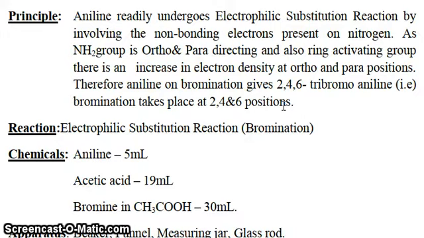So the aim of this practical is to study electrophilic substitution reactions, bromination of aniline. What is the principle? Aniline readily undergoes electrophilic substitution reaction by involving the non-bonding electrons present on nitrogen. As the NH2 group is ortho and para directing and also a ring activating group, there is an increase in electron density at ortho and para positions. Therefore, aniline on bromination gives 2,4,6-tribromoaniline. That is, bromination takes place at the 2, 4 and 6 positions.